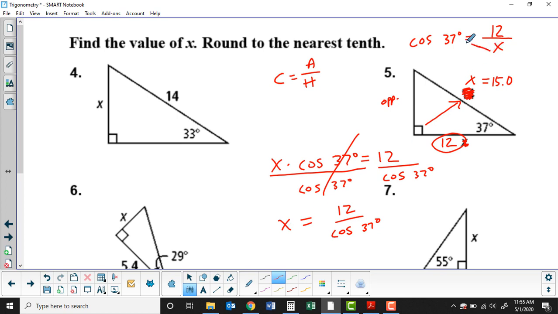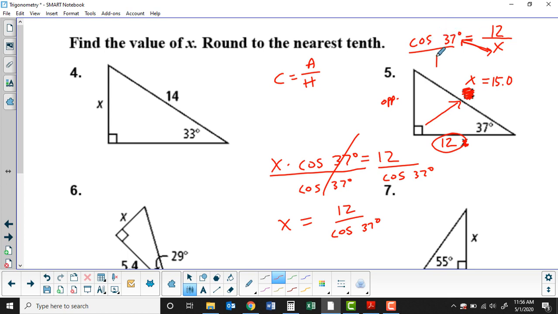The x went there, and the cosine 37 went there, and the 12 never moved. And so that's a little bit of a shortcut you can do on these problems. Really the way that works is if we put cosine 37 over 1, that's the same thing as cosine 37. Remember, any number over 1 is itself. And what you basically end up with here is a proportion.